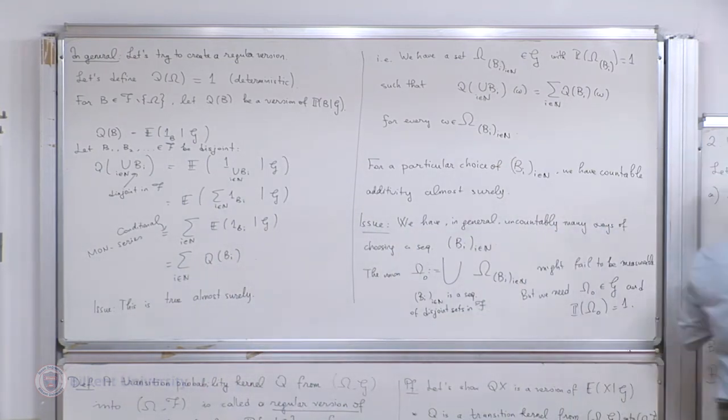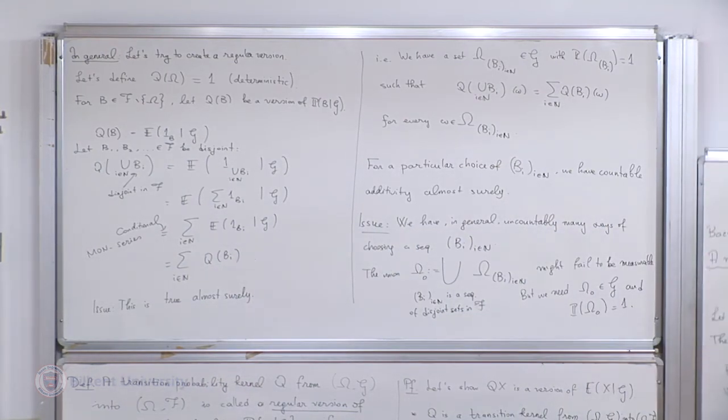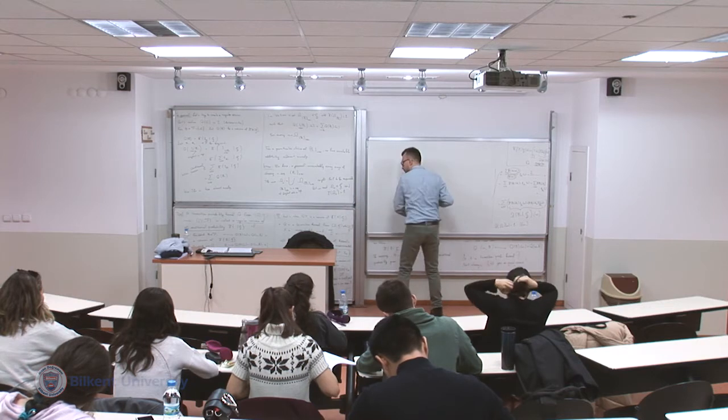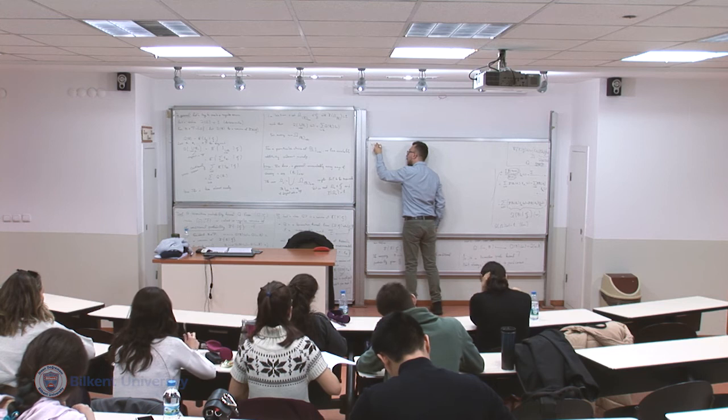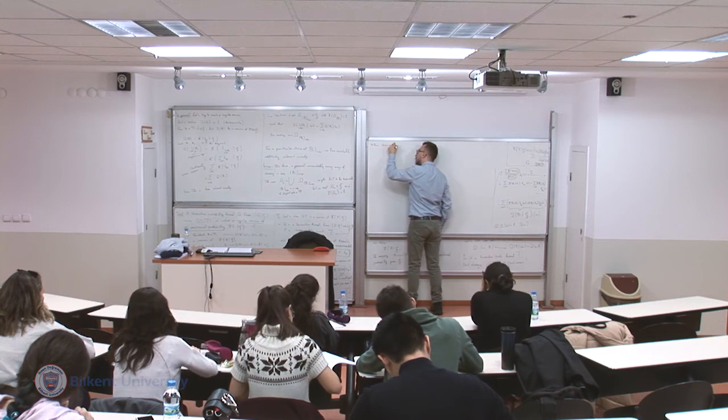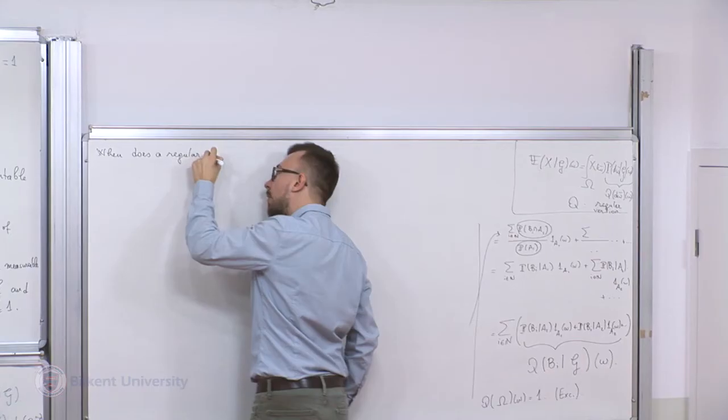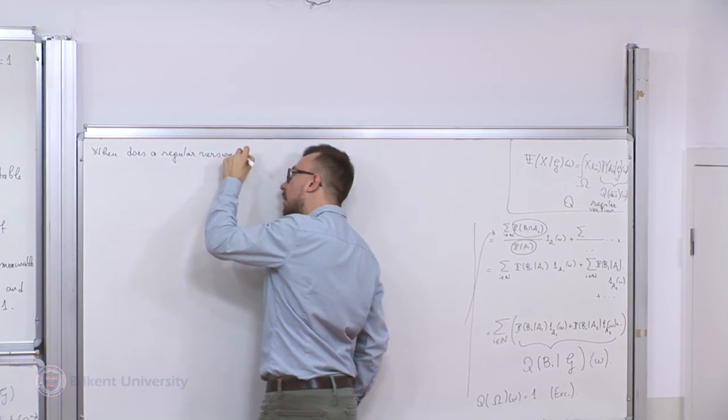So the last question I'd like to discuss with you is, when do we have regular versions? Is there a sufficient condition for the existence of a regular version? Okay. So when does a regular version exist?